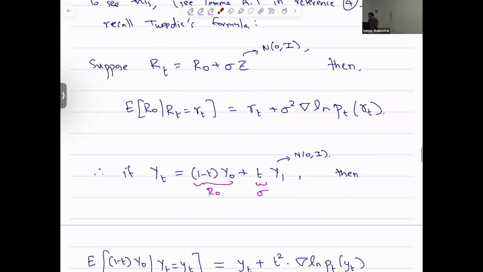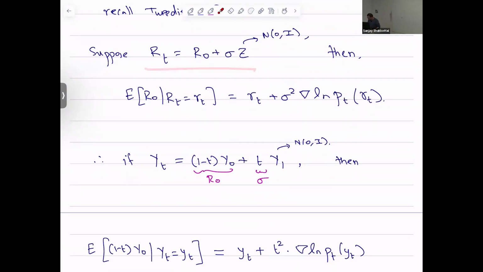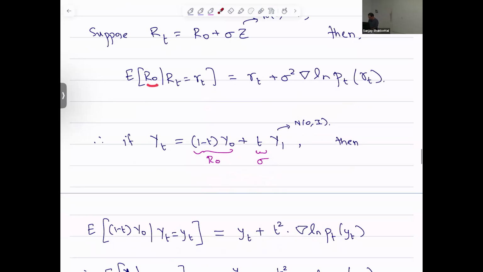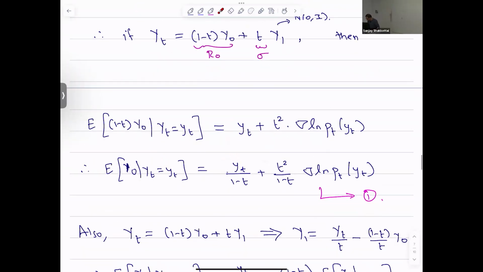So now let's look at these two things. We have yt is (1 minus t) y0 plus t y1. So (1 minus t) y0 is R0 here, and sigma is t. Let's just substitute. Therefore, the expected value of (1 minus t) y0 given yt equal to little yt is yt plus, since sigma is just t, t squared grad log pt of yt. Just copied that down. Now we can divide both sides by 1 minus t. It says that the conditional expectation of y0 given yt equal to little yt is yt over (1 minus t) plus t squared over (1 minus t) grad log pt of yt.